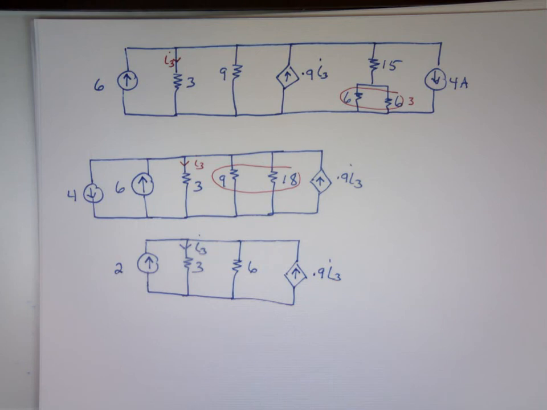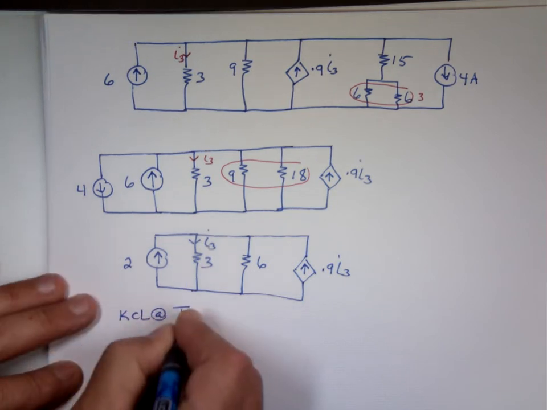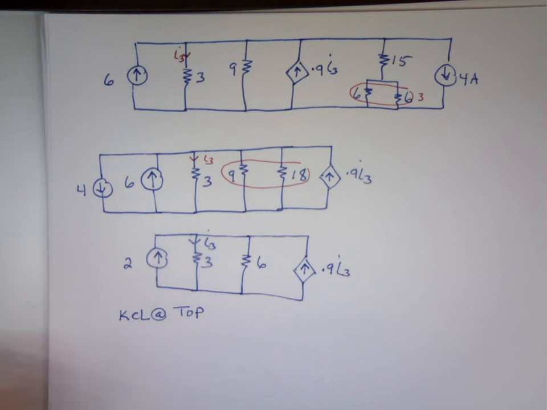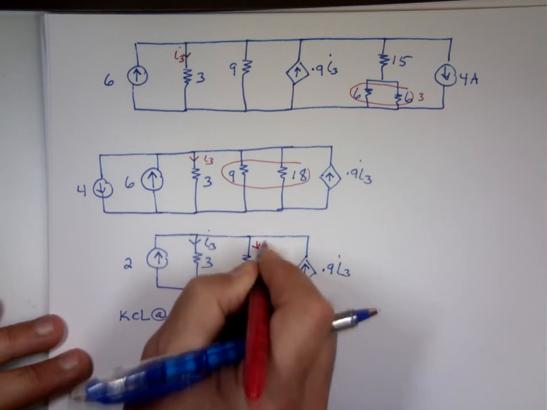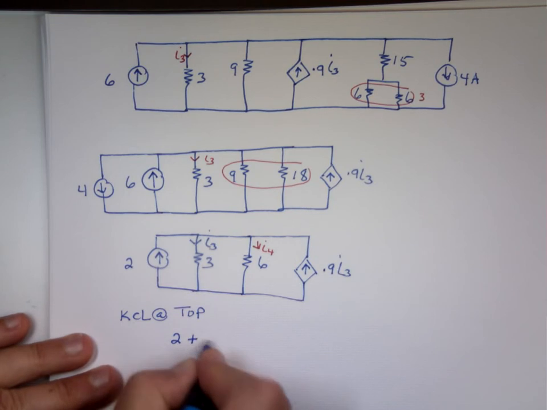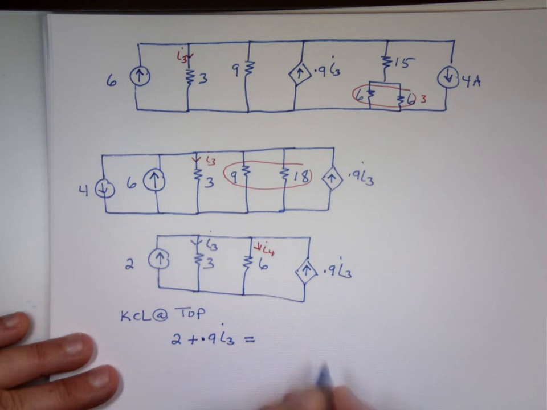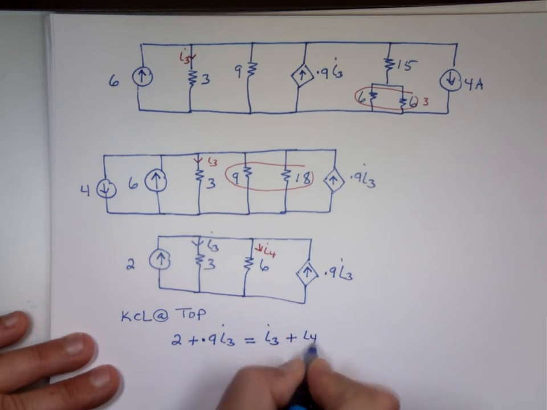So I can do KCL at the top. The current going in, what do we have? I'm not sure about this current. I'll make it coming down. I sub 4. What's the current going to that node? 2 plus 0.9 I sub 3. And what's leaving that node? I sub 3 plus I sub 4. 2 unknowns there.